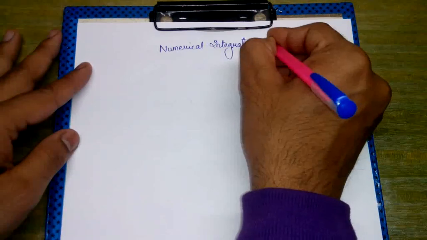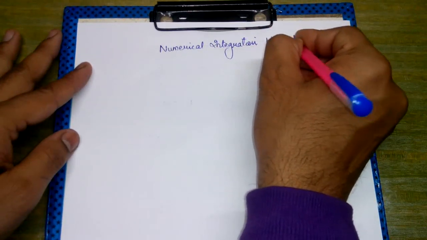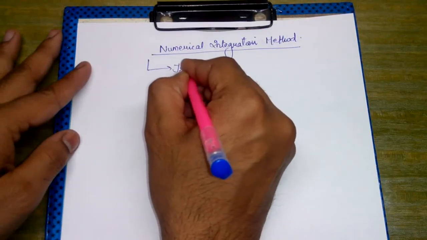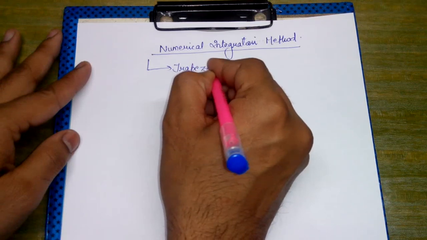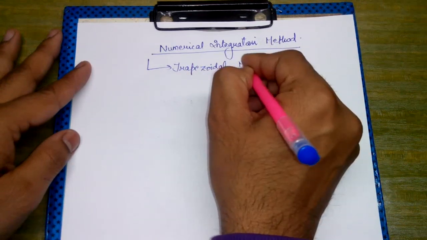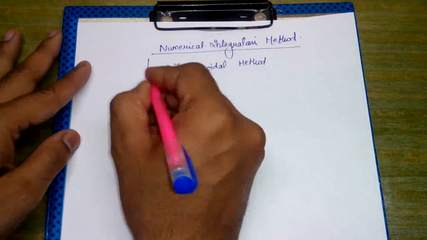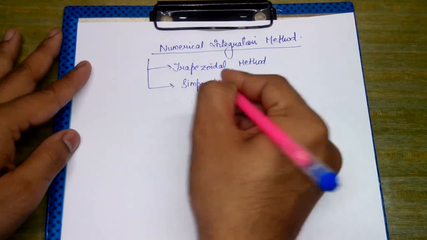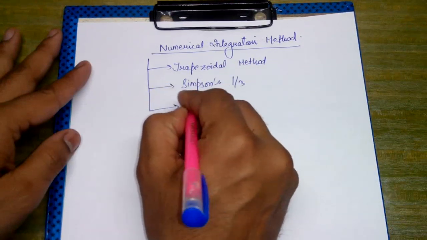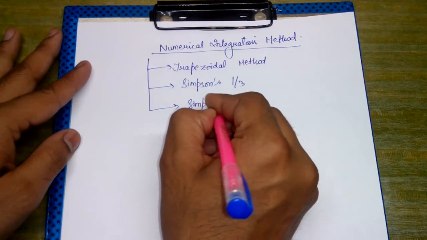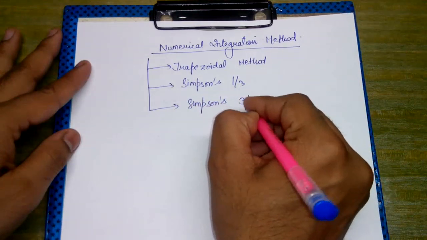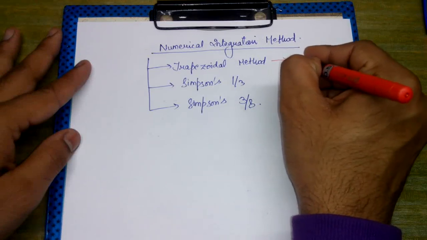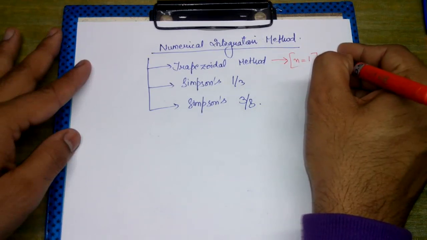Numerical integration methods. In numerical integration we have to discuss three things: the trapezoidal method, then Simpson's 1/3 method, and Simpson's 3/8 method. So here the value of n would be 1, that is, it is linear.